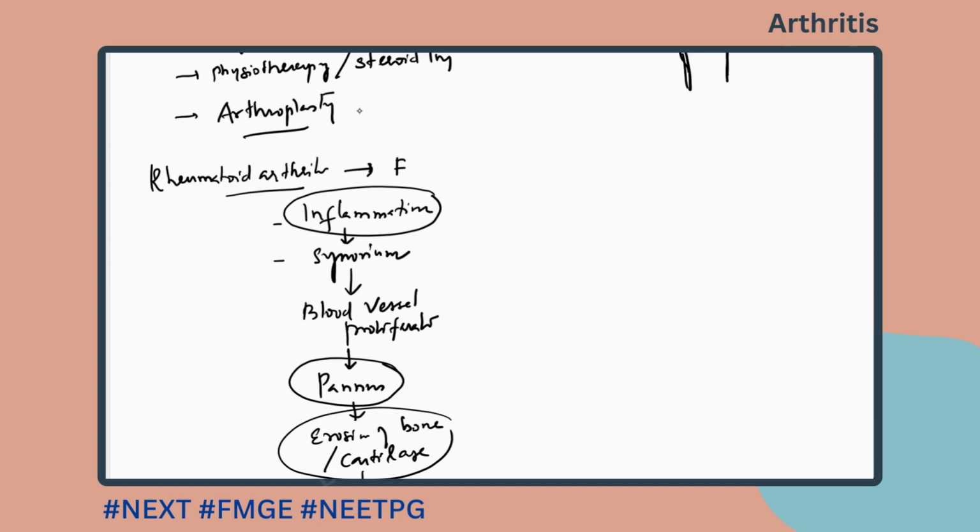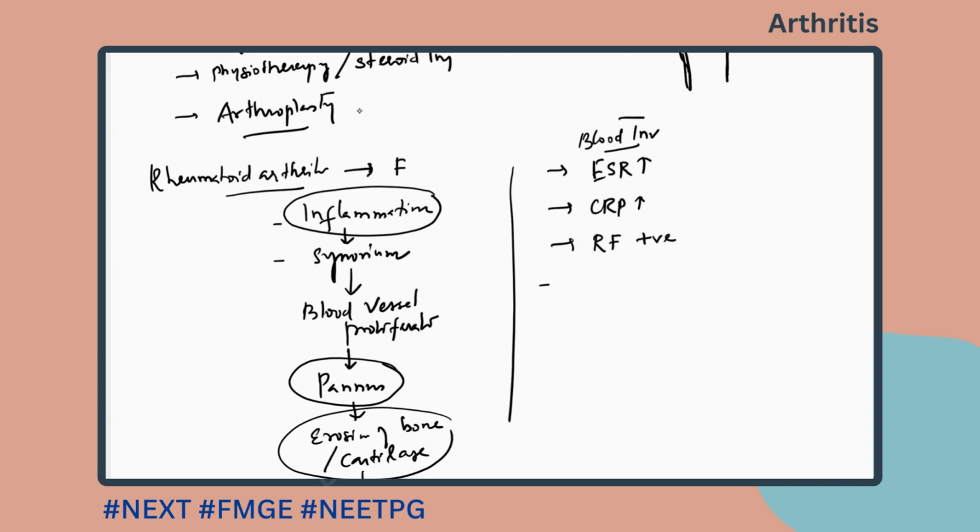When you do blood investigation for rheumatoid arthritis, you can see the ESR being elevated. Since it is an inflammation, there is an inflammatory process going on in the body, so the inflammatory parameters will be elevated. ESR will be elevated, CRP will be elevated. The patient will have rheumatoid factor positive, and you will also have anti-CCP positive.